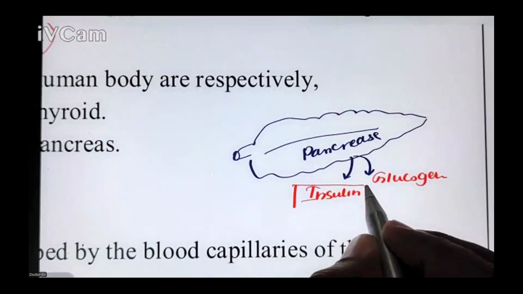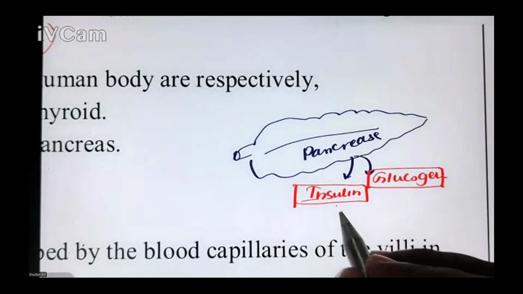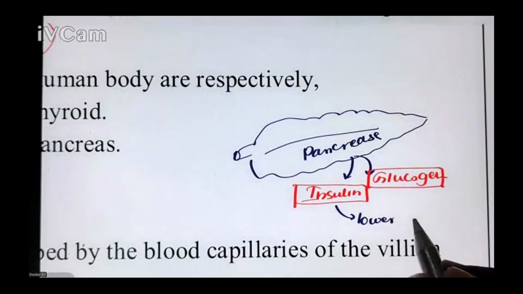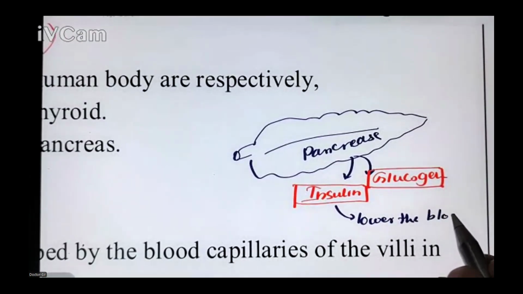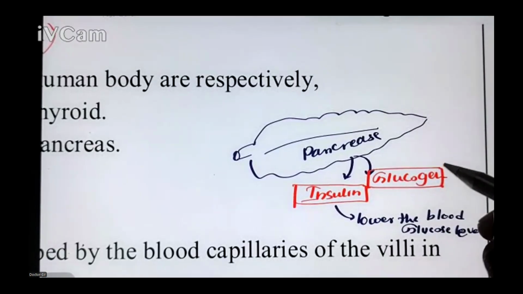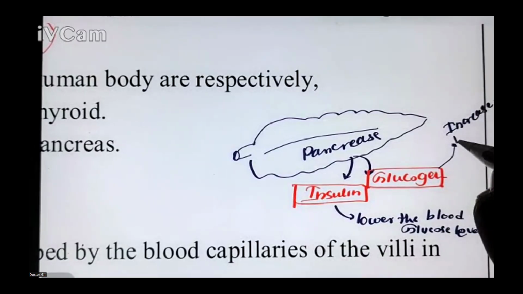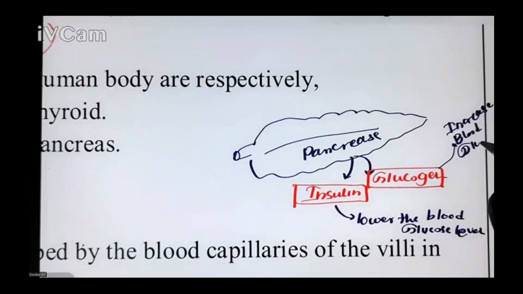So what are the functions of insulin? What are the functions of glucagon? Tell me. Yes, insulin will lower the blood glucose level. Then glucagon, what does it do? Glucagon will increase the blood glucose level. Am I correct?